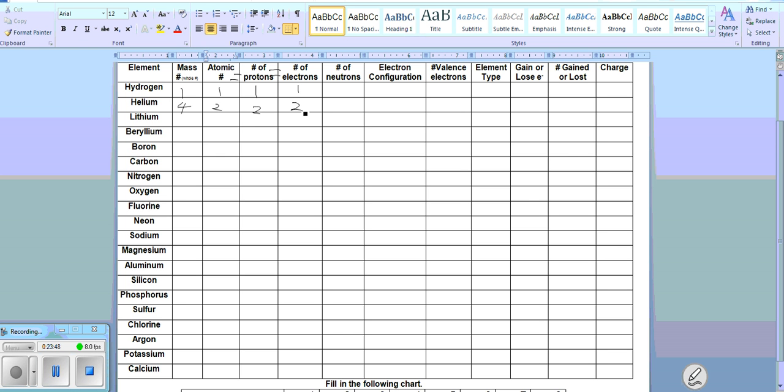Number of neutrons is not. Number of neutrons, recall from yesterday, is a calculation you needed to do. The mass is protons plus neutrons, so if we run that in reverse, neutrons is mass minus protons.